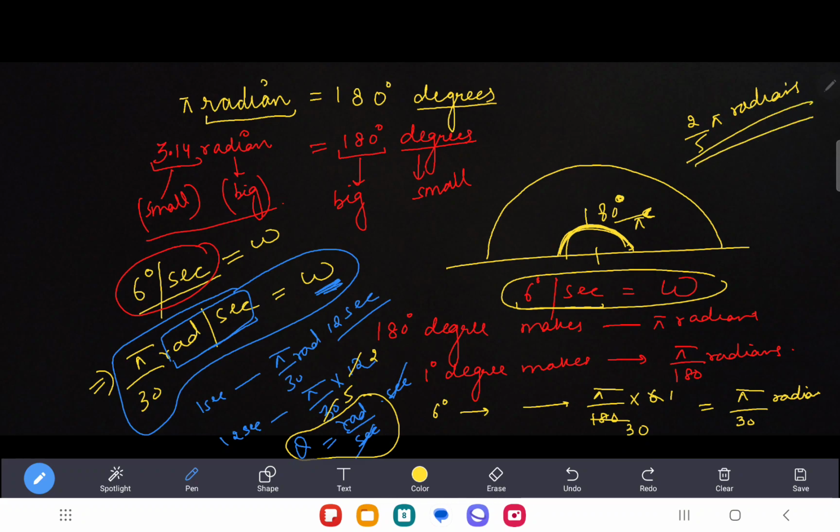Yes or no? This is the concept. What I'm trying to tell you here is that every omega, every theta has to be in terms of radians and not degrees. Though it is much easier to understand it in degrees, we follow radians as the SI system for angle.